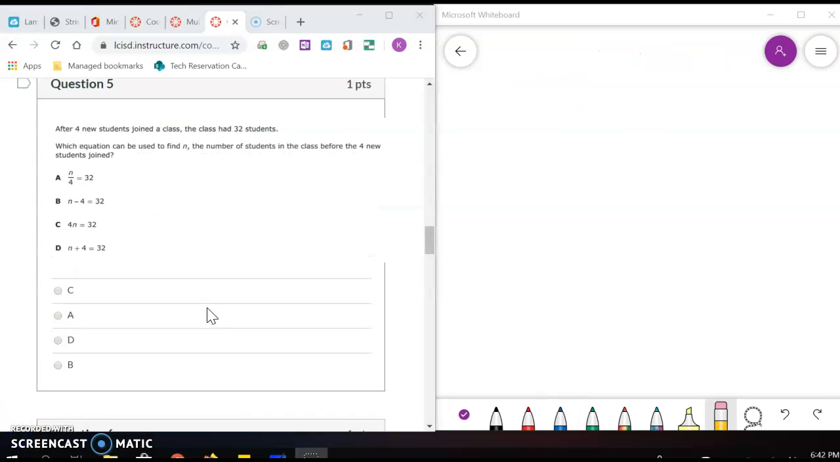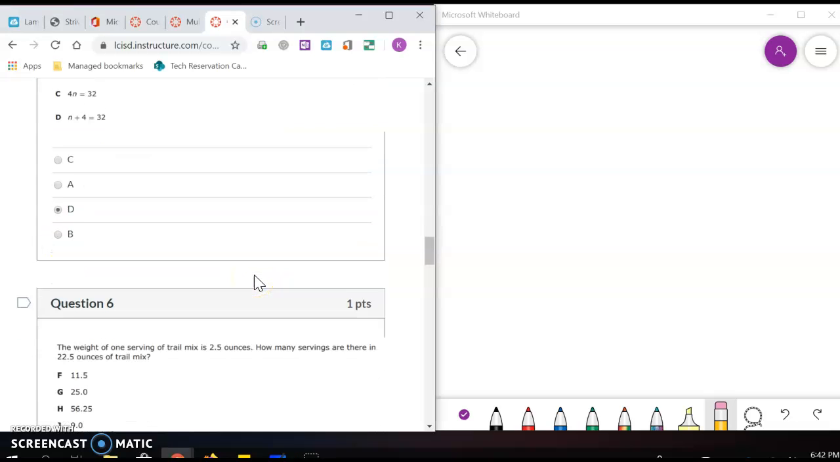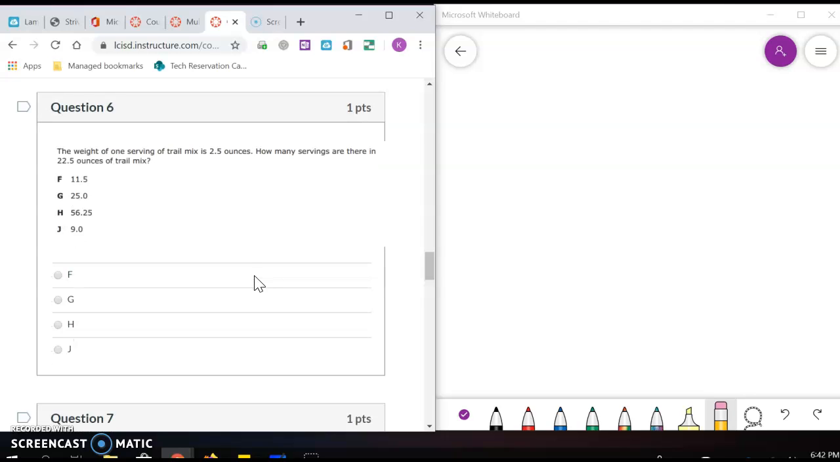Question 5. After 4 new students joined a class, the class had 32 students. Which equation could be used to find the number of students in the class before the 4 new students joined? So we have a certain amount of kids. We add 4 to that. Now we have 32. This one's pretty easy to figure out. If kids are joining the class, we're adding to the total. We're not multiplying. We're not subtracting. So choice D is the one that went with question 5. Most of you got that one.